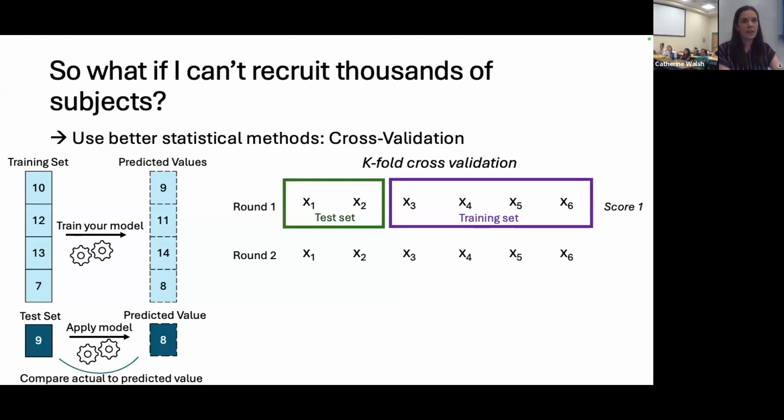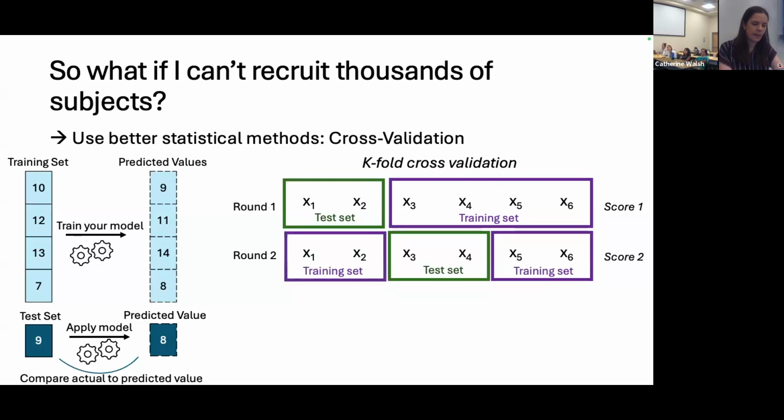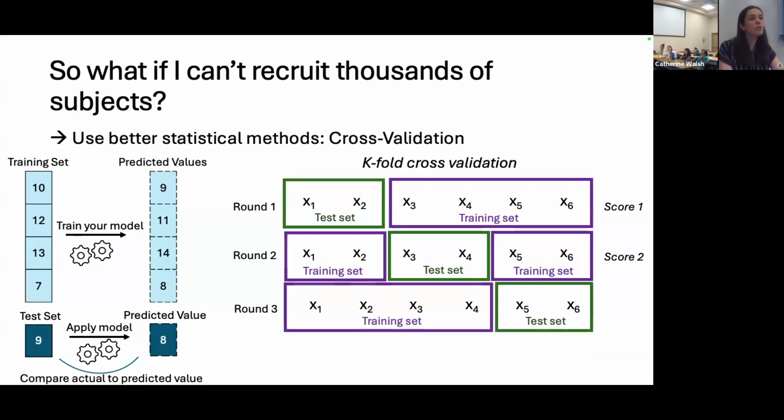Then I'll do the whole process again, but I will use a different test set this time, a different training set this time, and get another score. Do it again, third round, different test set, different train set. And I can do this for as many times as I want. I can break this down into as granular as I want, even down to just holding one subject out.